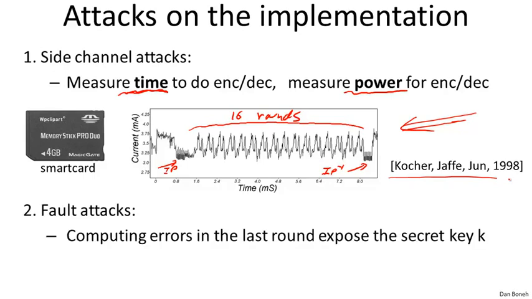Another type of attack that's been discussed in the literature is what's called a fault attack. If you're attacking a smart card, you can cause the smart card to malfunction, perhaps by overclocking it, perhaps by warming it up. Essentially, you can cause the processor to malfunction and output erroneous data. It turns out that if during encryption there are errors in the last round of the encryption process, the resulting ciphertexts that are produced are enough to expose the secret key K.